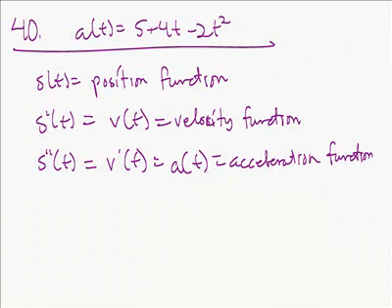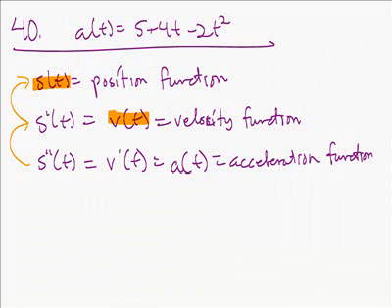So what we're going to be doing here basically is working backwards. We're going to be starting with acceleration, s double prime. From that we can get with an antiderivative s prime, which is the velocity, and from that we can get s of t, which is the position function.